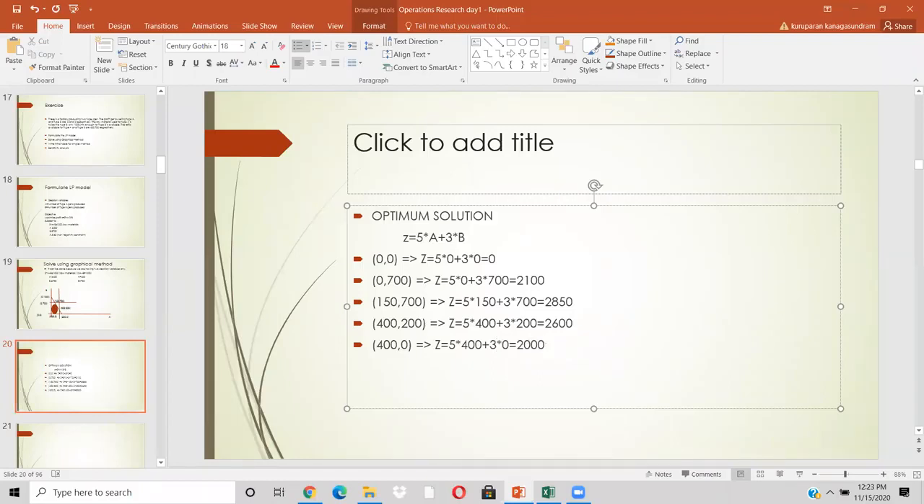What is our objective? Maximize or minimize? Maximize. So which should I choose? Among these, the minimum value of Z or the maximum value of Z? I have to choose the maximum value of Z.